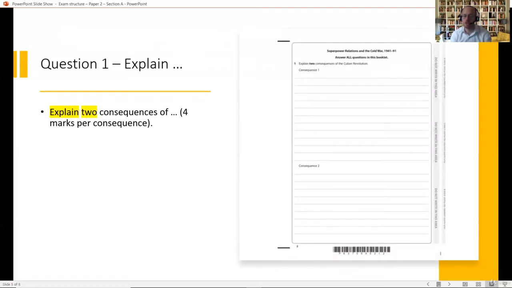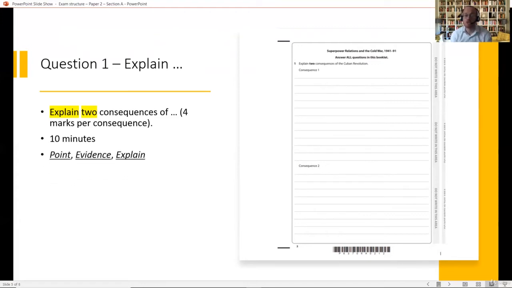This is how it's going to look in your exam paper. So you're given space for consequence 1 and space for consequence 2. This question is marked separately. So consequence 1 carries 4 marks and consequence 2 carries 4 marks. So no matter how good you do in consequence 1, you can only get 4 marks for it. Okay, so make sure you have 2 very distinct consequences for this question. You have 10 minutes to answer this question, so that's 5 minutes per consequence.